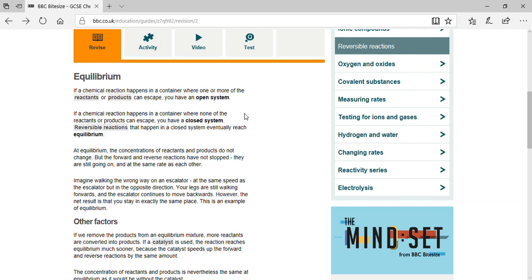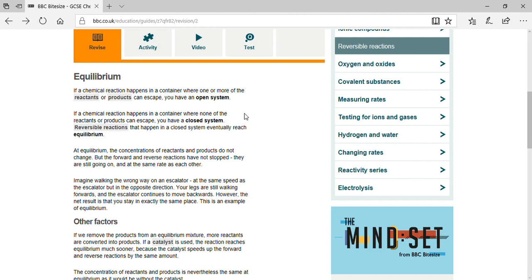They are saying, imagine walking the wrong way on an escalator. So at the same speed as the escalator, but in the opposite direction, your legs are still walking forward. And the escalator continues to move backward. So in that condition, as a result you will be at the same position, or at the same place.